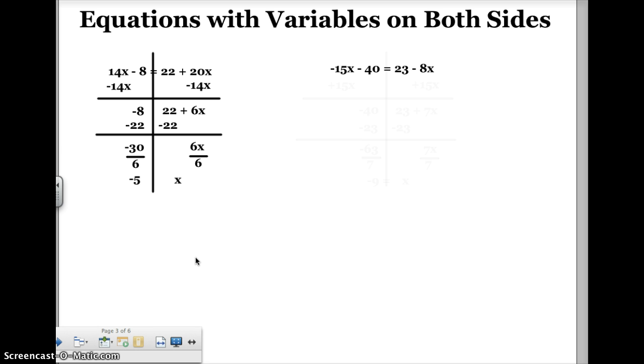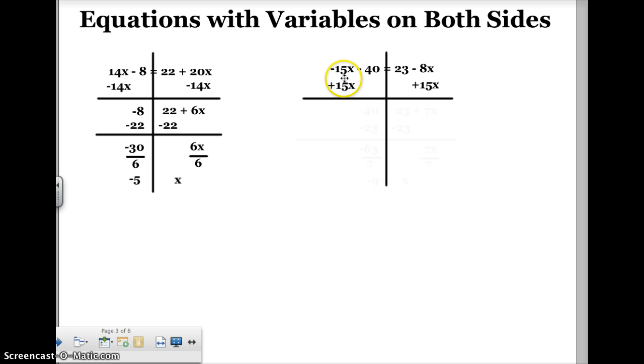Let's try one more and make sure we have it down. So, first step, I make my fence. Second step, get all the variables to one side of the equation. So right now I have negative 15x on the left side and negative 8x on the right side. I'm going to add 15x to both sides. And the reason why I'm going to do that is then I have a positive x, and I'd rather work with positive x's than negative x's. So let's see what I have after I do that.